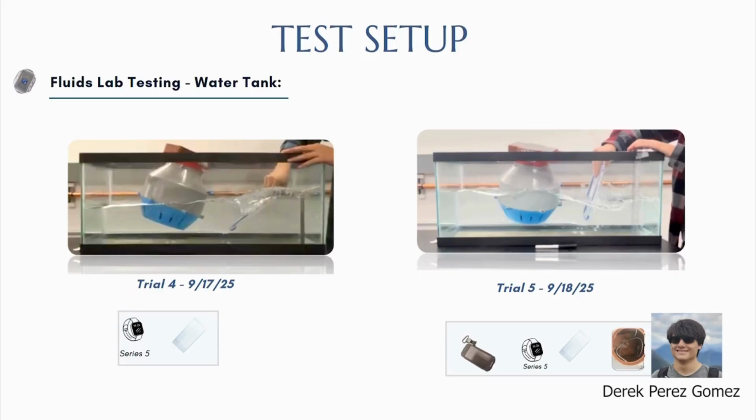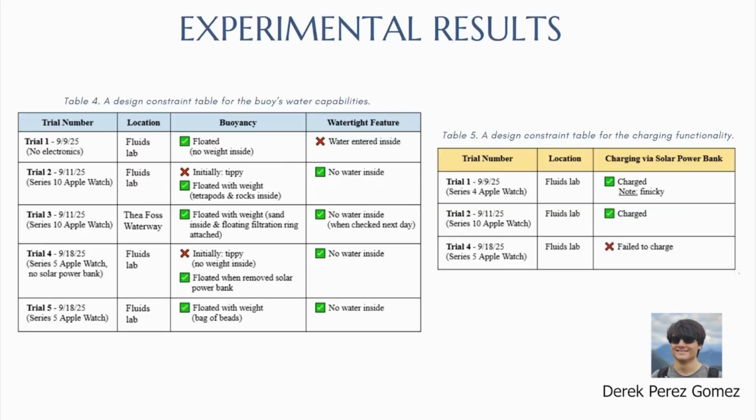Here we show the final tests of our prototype. In trial 4, the buoy was deployed with a battery installed, but the added weight raised the center of mass, causing it to capsize. In trial 5, we adjusted the design by adding ballast weight, which lowered the center of mass and successfully stabilized the buoy. Here are the tables regarding the results of our tests.